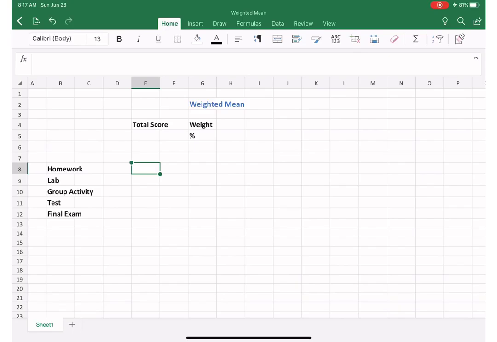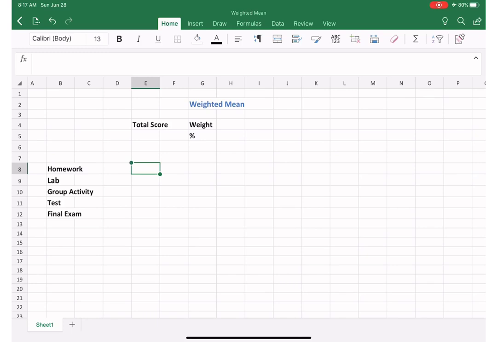Let's calculate weighted mean. Weighted mean is the same thing as your final grade. So here, practically, you will learn how to calculate your final grade, which is weighted mean. You have the following activities: homework, lab, group activity, test, final exam.